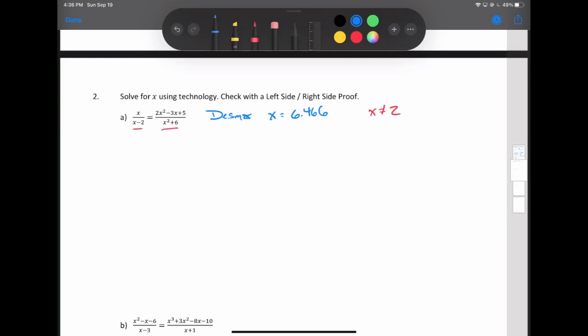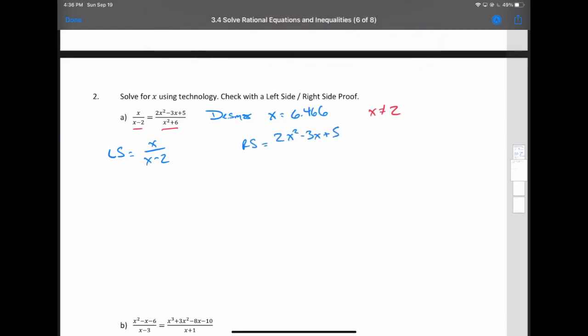I'm going to remind people that a left side, right side proof actually means dealing with the left sides and right sides separately. You can't just plug it into the equation and say number equals number. So we have to do this. Left side equals x over x minus 2, and then separately, right side equals 2x squared minus 3x plus 5 over x squared plus 6. And one of the reasons we have to do this, besides I told you so and it's good form, is because when you do number equals number, it is quite possible to do illegal operations where you're doing something to both sides instead of treating them separately. And there are lots of times where you can do something to both sides that will make them equal, but was never true in the first place.